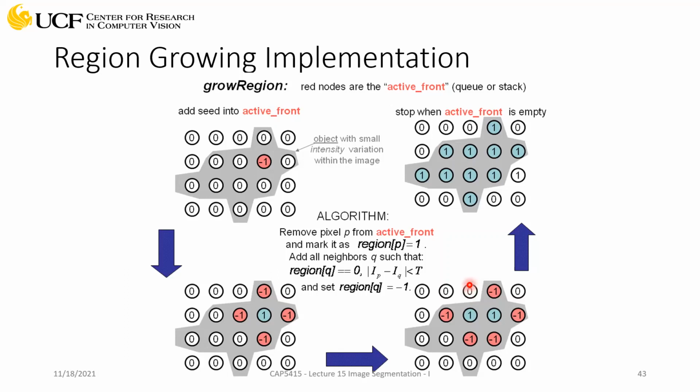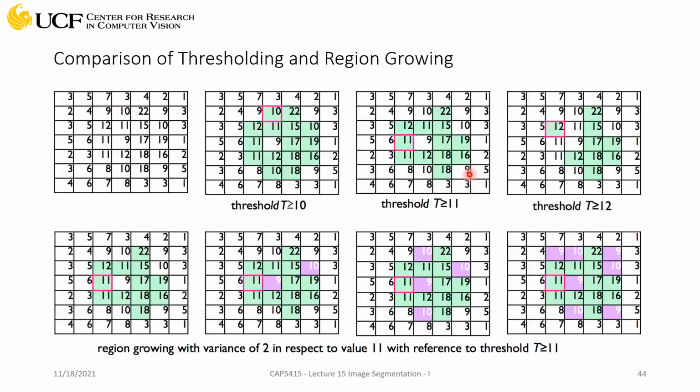All right, so you keep doing that, and then what will happen is you will get your region something like this when you're done with all the pixel locations. Okay, so that was region growing. So let's try to compare this with normal thresholding.